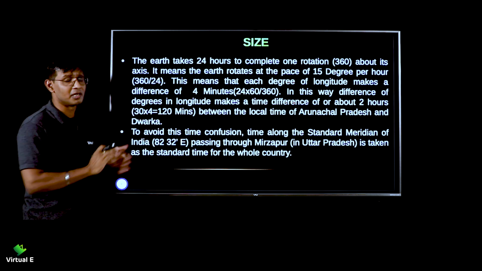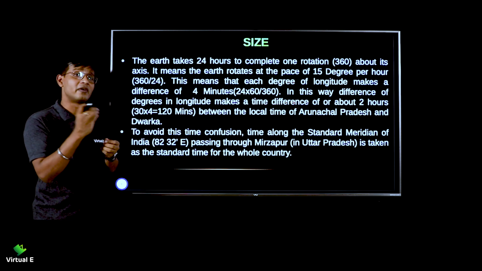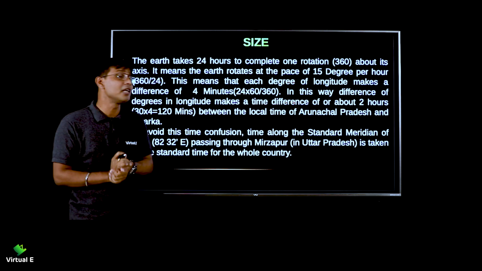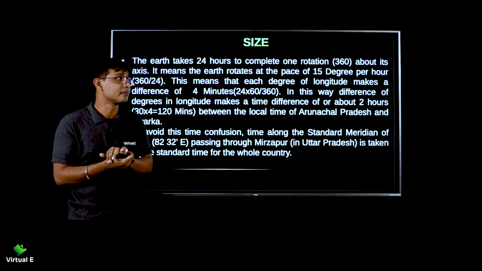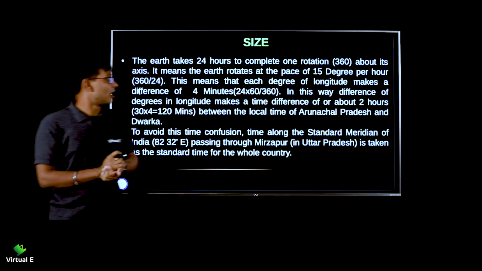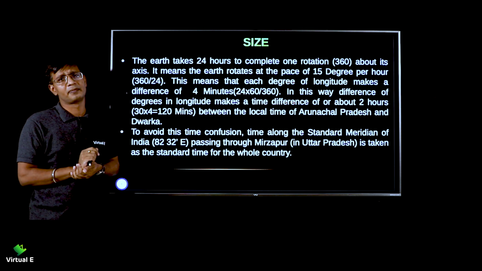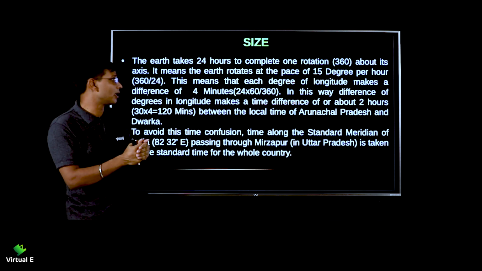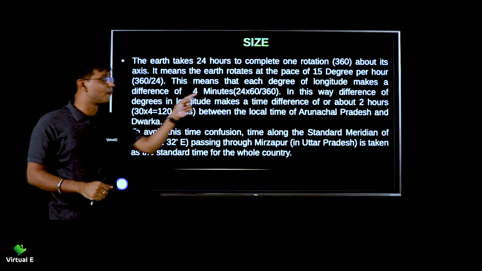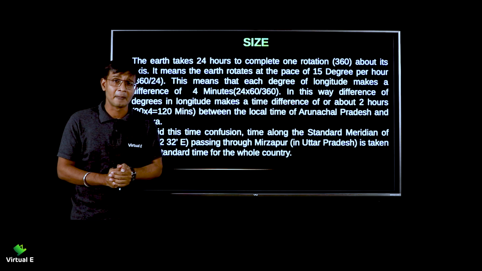Now here is an explanation. This is the most important part. How is this 2-hour difference calculated? You need to understand Earth takes 24 hours to complete one rotation. On that, 15 degrees per hour is the longitudinal extent. Now I'll make it a little easier for you: each degree of longitude makes a difference of 4 minutes. How is it coming? 24 into 60 divided by 360.